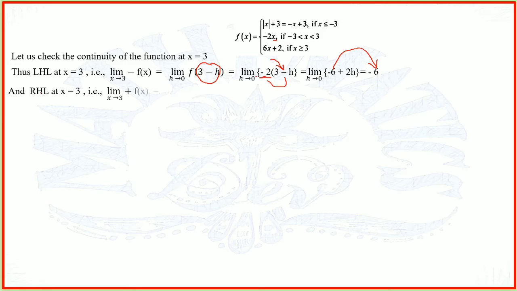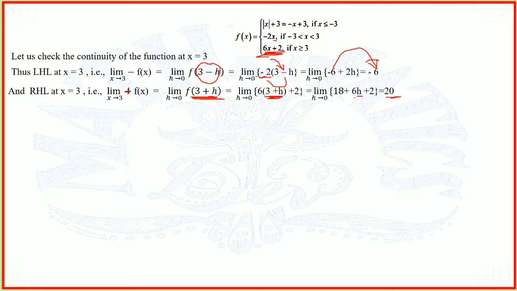So now right hand limit at x is equal to 3, that is 3 plus f of x. Limit now 3 plus h, right hand side, 3 plus h. But the function is for x greater or equal to 3. So the function is 6x plus 2. So 6 into the value of x, which is 3 plus h, and then plus 2. Okay. So now multiplying 6 into 3 is 18 plus 6h plus 2. 18 plus 2 is equal to 20.